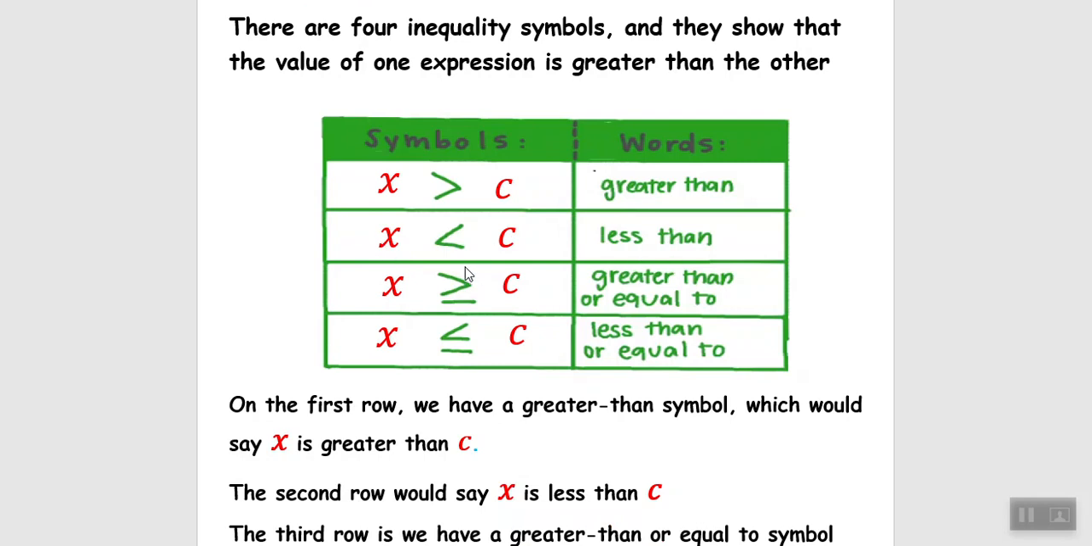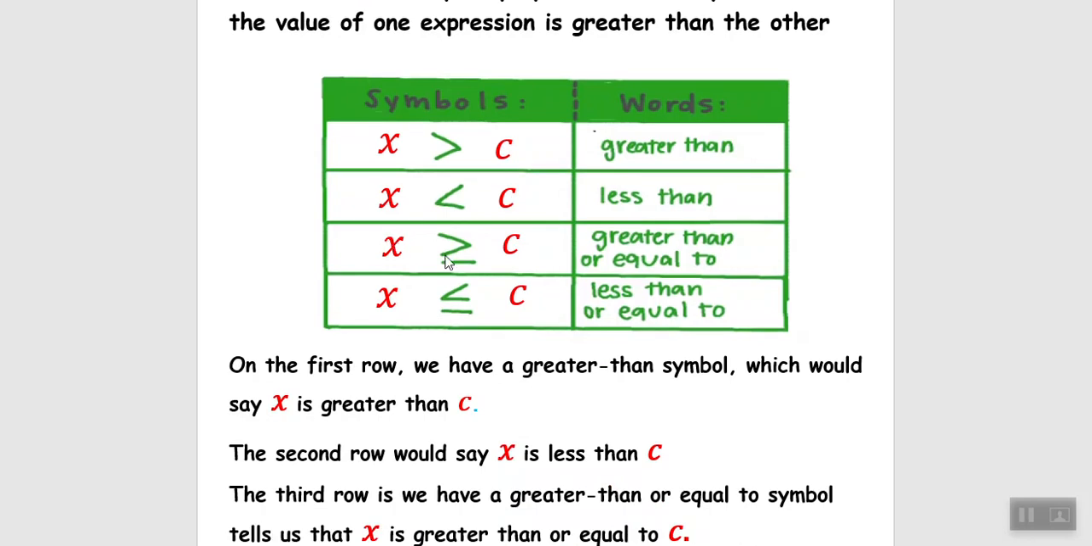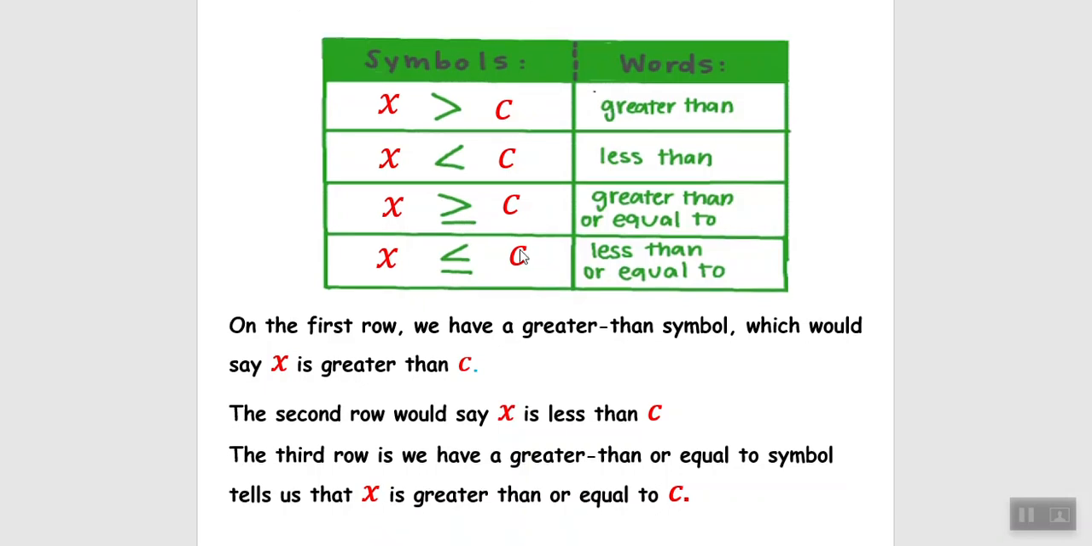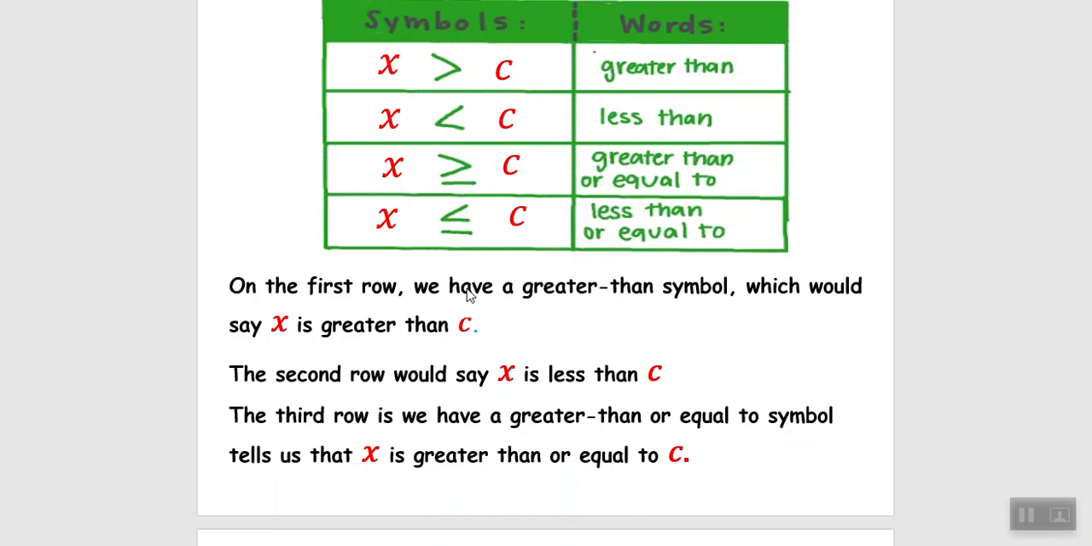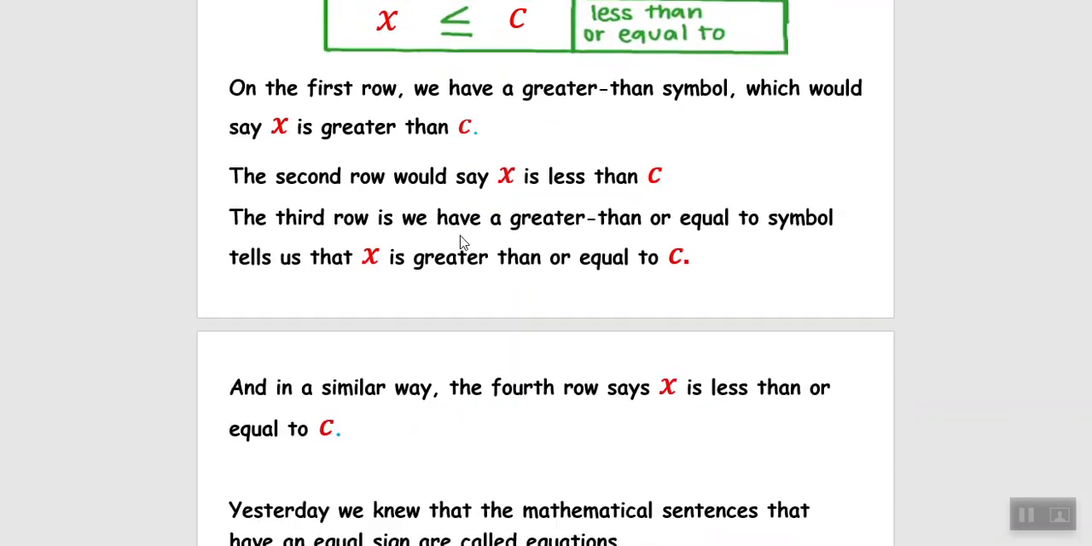On the second row, we have a less than symbol, which would say x is less than c. The third row, we have the greater than or equal to symbol. That tells us that x is greater than or equal to c. The last one is the less than or equal to symbol, which tells us that x is less than or equal to c.